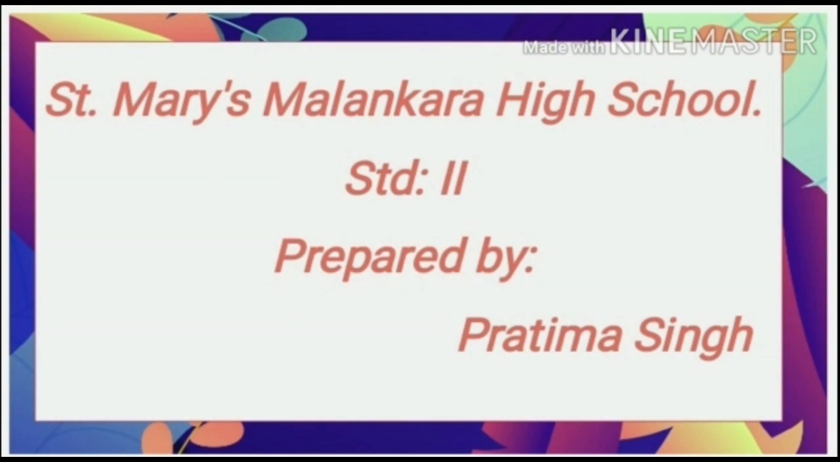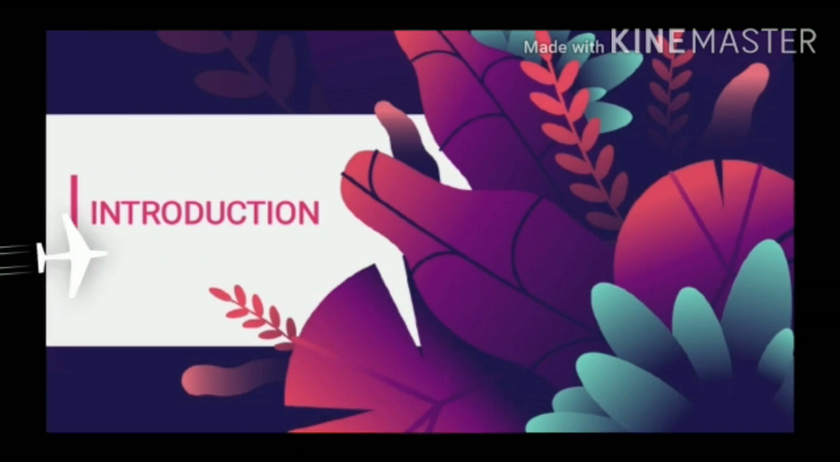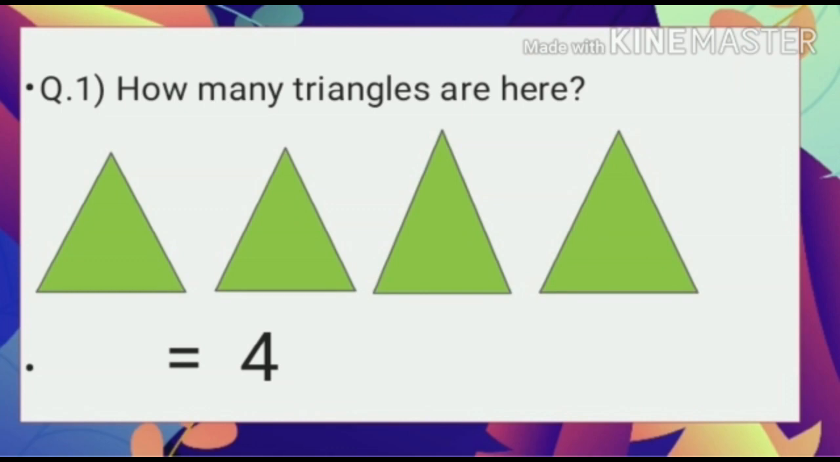In this video, we will learn a very interesting topic. Before we begin our new topic, let us count the given objects. Question 1. How many triangles are here? Let us count. 1, 2, 3, 4. So how many triangles are here? 4 triangles. Very good.